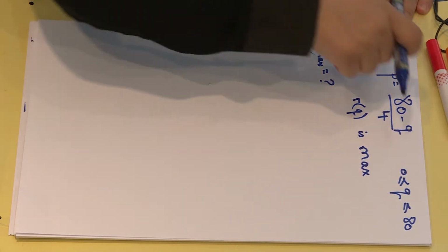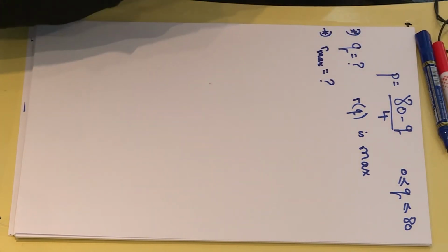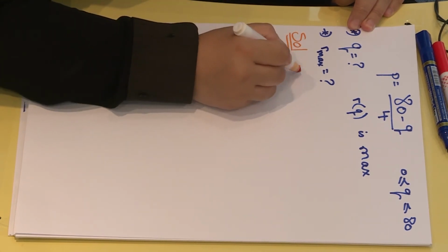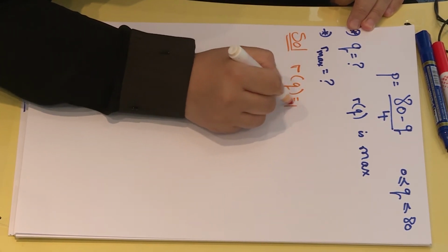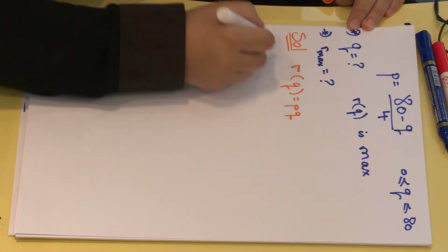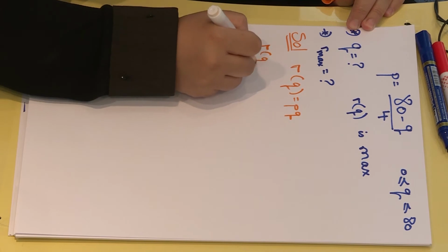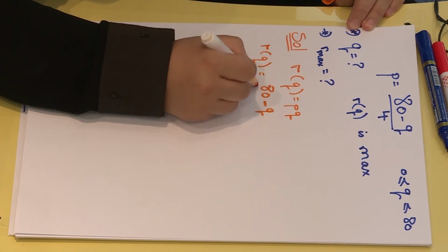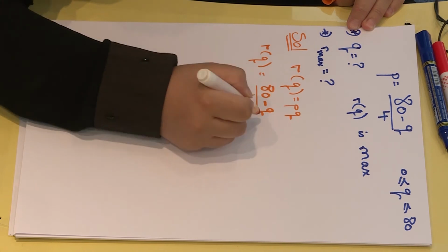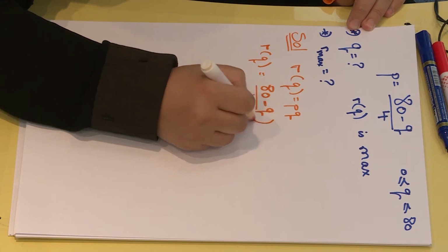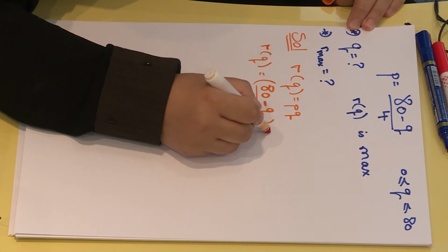Okay, so we start our solution recalling that revenue is equal to price times quantity. So in our case, revenue is equal to 80 minus Q over 4 multiplied by Q.